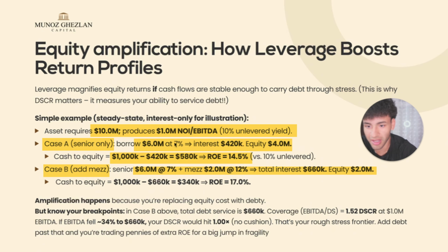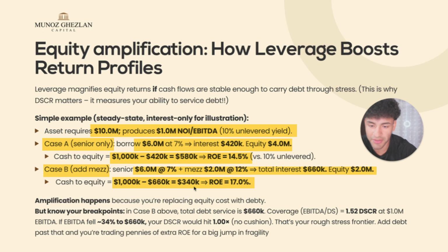Whereas in the next projection, we're going to have $6 million of senior debt, same case as projection A at the same interest rate, 7%. That cost is going to be $420,000, but we're going to add another $2 million of mezzanine debt, so we're going to go up to 80% LTV. That $2 million of mezzanine debt is going to have a 12% interest rate, so your total yearly cost for all of that debt is going to be $660,000. That's $240,000 more than case A, and you're going to have a lower equity payment. You're going to be putting 20% down on this, so $2 million.